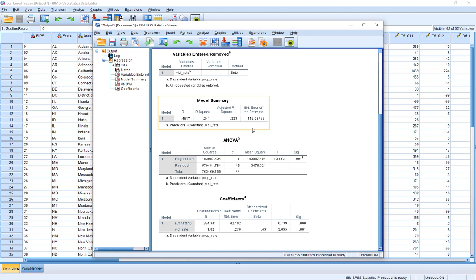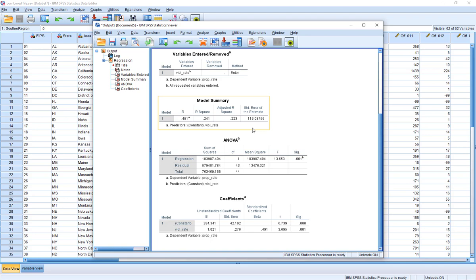Now, if it's easier for you, and I know a lot of people do this, just multiply it by 100 and you can say the percentage. So what this is telling us is that 24% of the variation in my dependent variable of property crime can be explained by similar variations in violent crime. Now, that shouldn't come as much of a surprise to us. When we talked about the correlations, we said that there was a moderate relationship between these two. So we can see that playing out here.